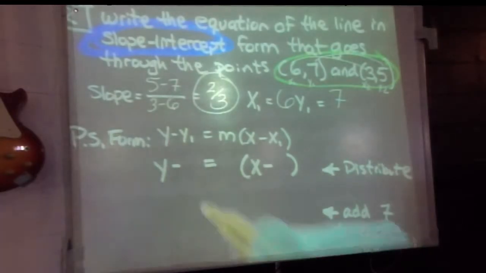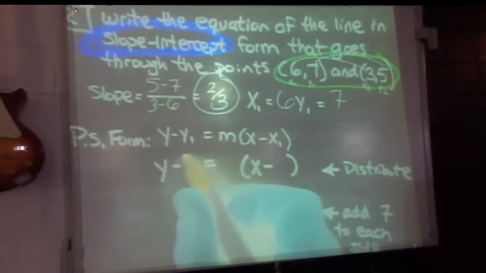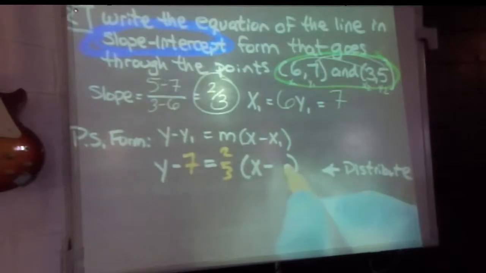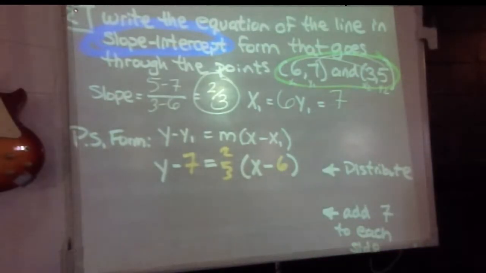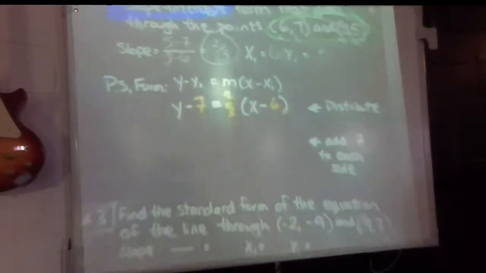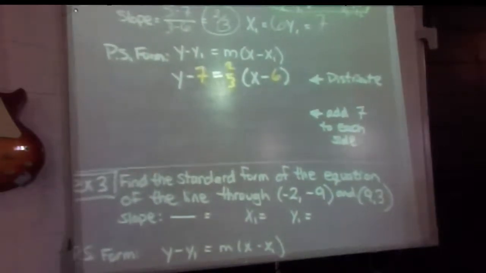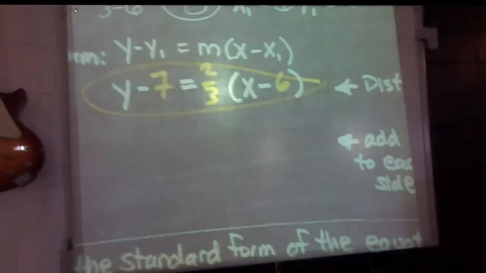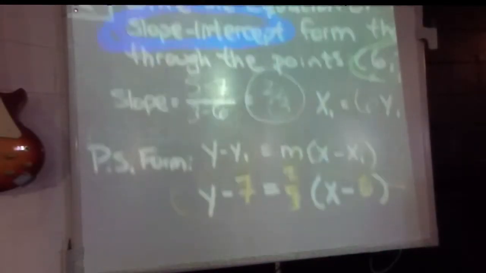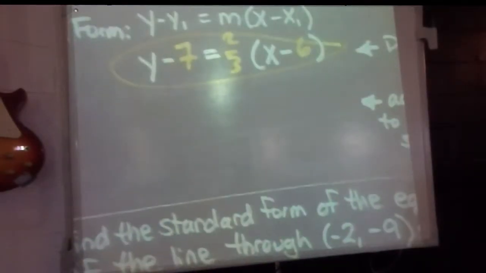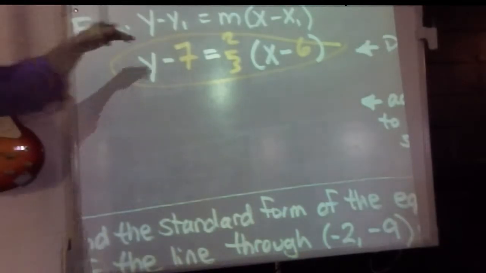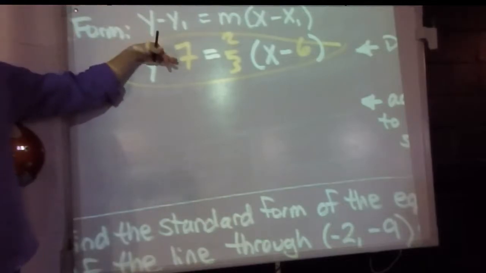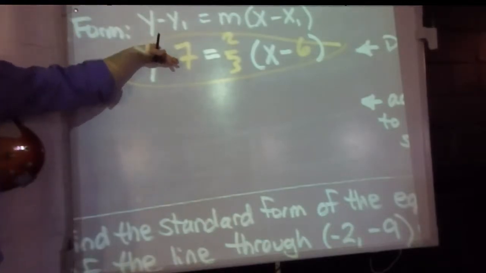So y minus y1 is now y minus 7 equals 2/3 times x minus 6. Now, if you remember yesterday, this is in point slope form. If that's what they wanted, you'd be done. But what form do they want it in? Slope intercept. So here's what always happens. You have to distribute. It's always 2 steps away.